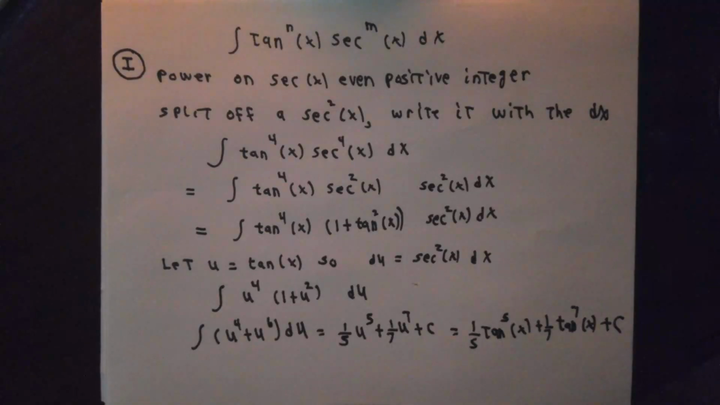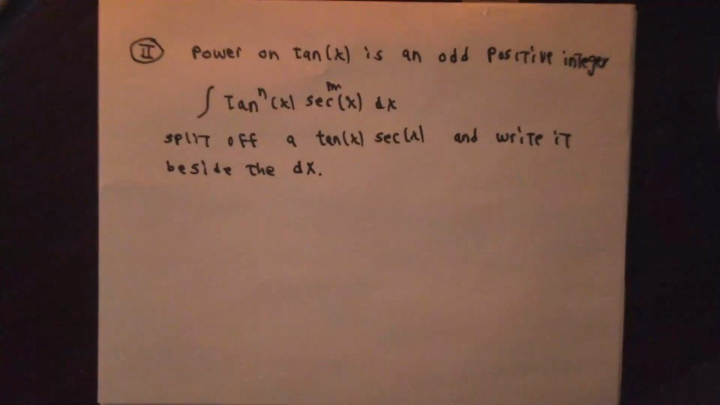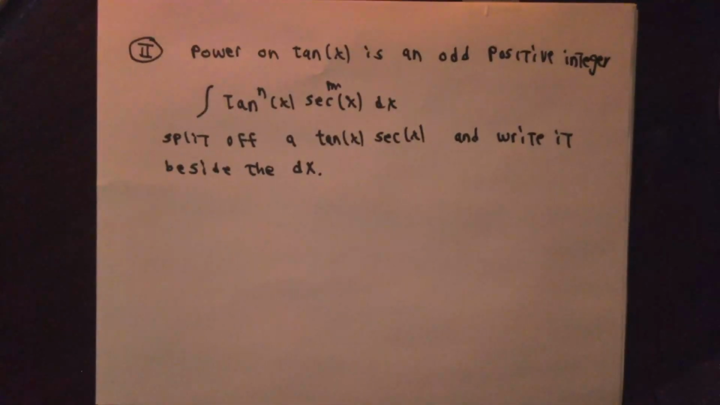So this is the first of our new techniques. The power on the secant is an even positive whole number. Next, if the power on the tangent is an odd positive integer, then here's what you should do. Split off a factor of tangent x secant x and write it beside the dx.